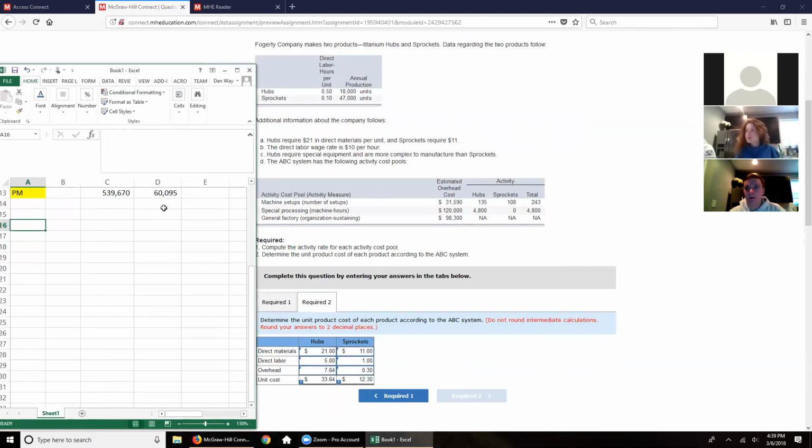So we did know that we're using ABC again, and we have machine setups, special processing, and that was it. General factory was the org sustaining.